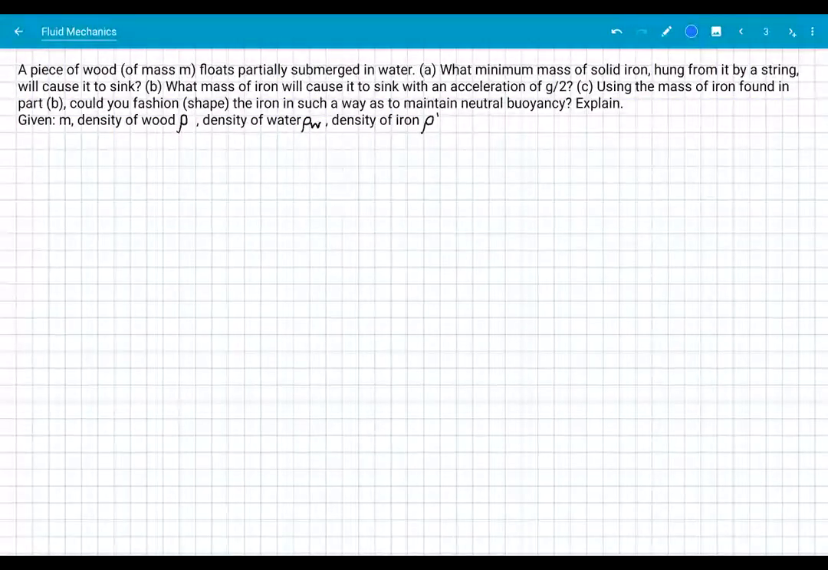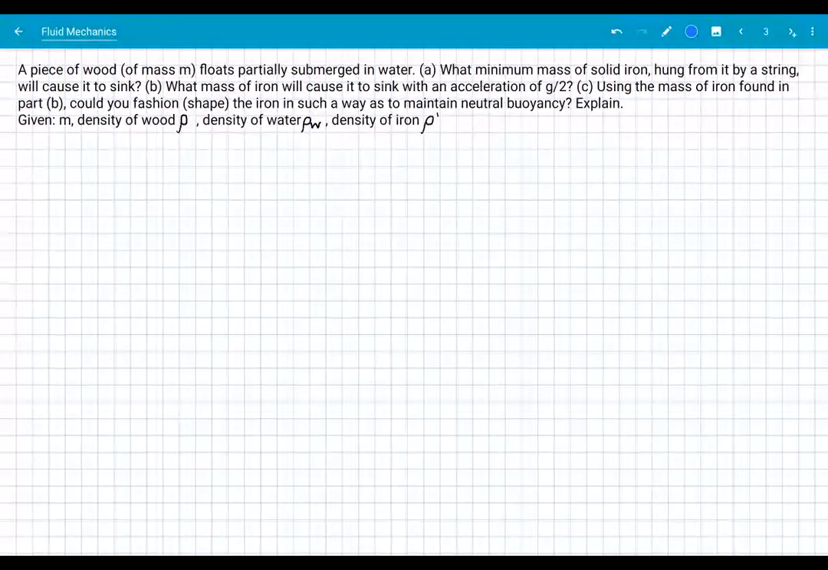cause it to sink? Then part B asks, what mass would cause it to sink with a particular acceleration of g over 2 here? And then part C goes on to ask us, is there a way that we could shape the iron to have the system maintain neutral buoyancy? And okay, so let's just start on part A here.